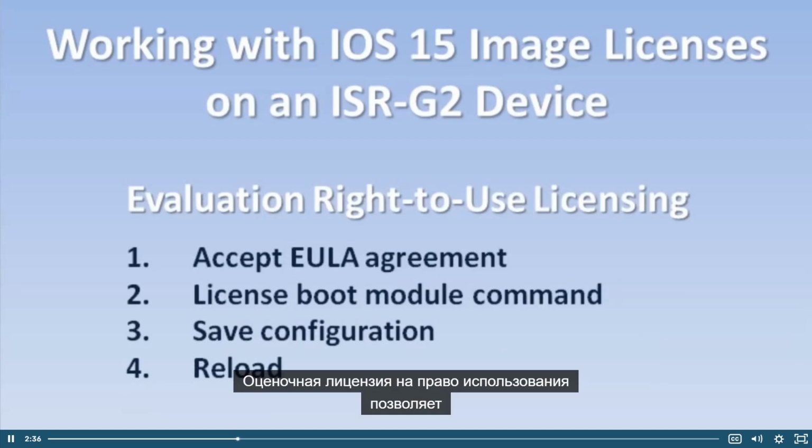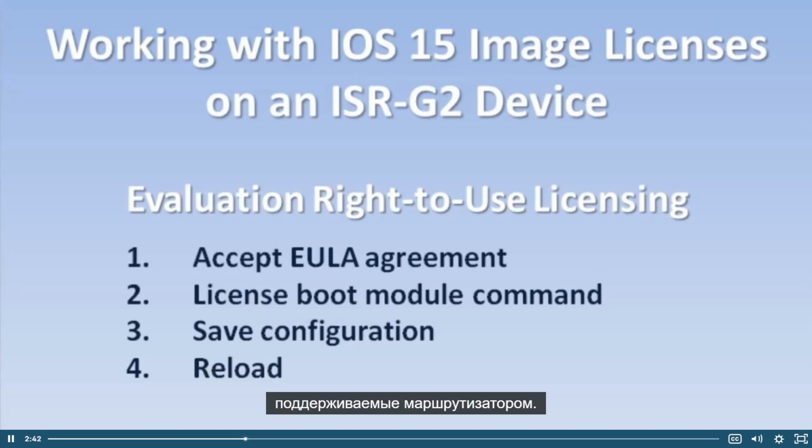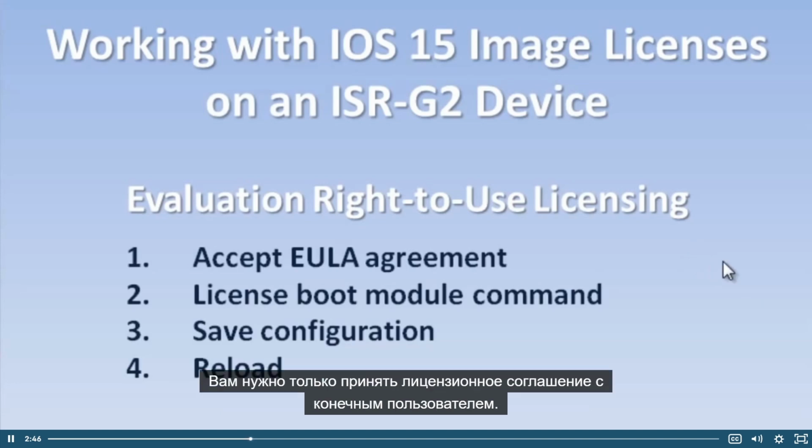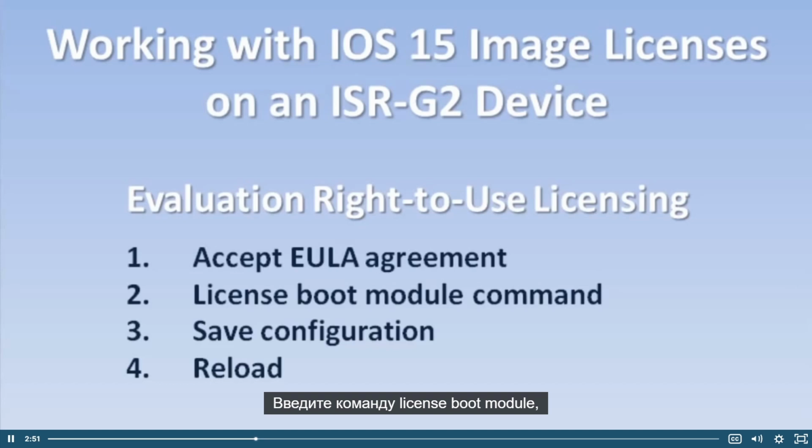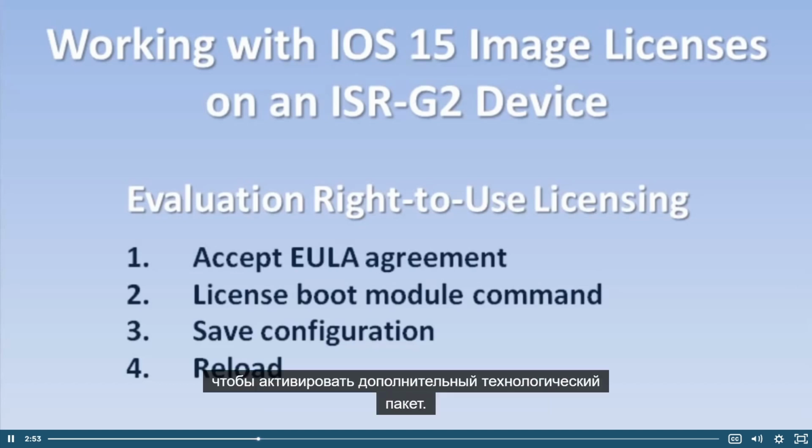Evaluation right-to-use licensing enables you to install any of the additional licensed features supported by your router and use them for up to 60 days. All you have to do is accept the end-user license agreement, put in the license boot module command to activate an additional technology package, save your configuration, and then reload the router.